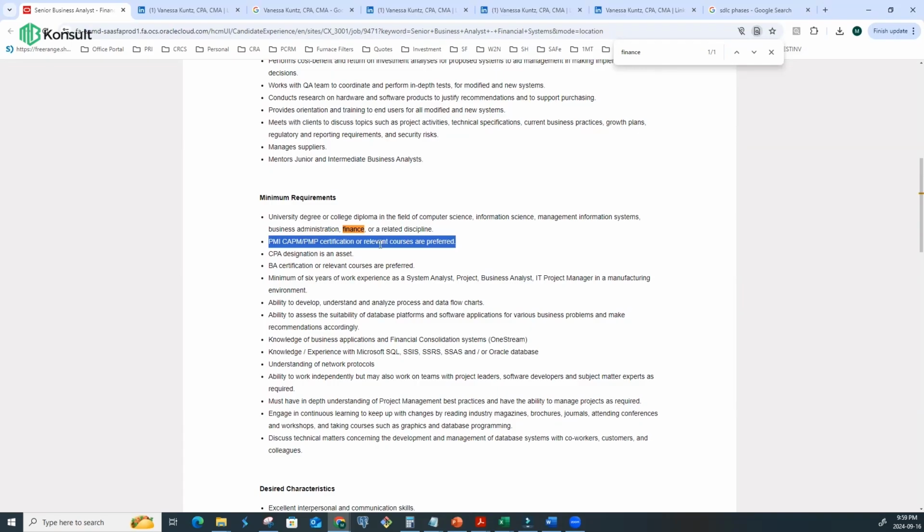They didn't even put CBAP there, they put PMP, right? CPA is an asset. So they're expecting that you have some financial background, right? BA certification. Do you know what the three core pillars of project management is?